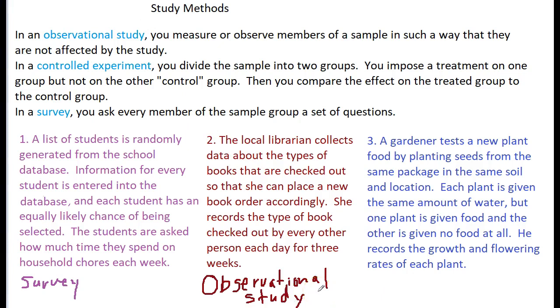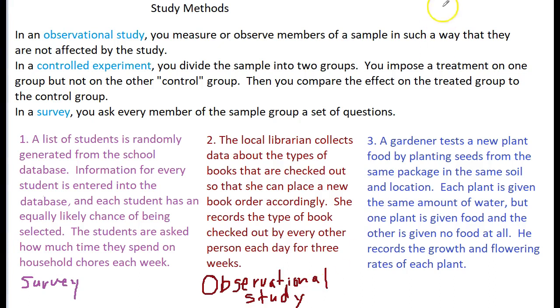Okay, observational study. Now, the statistics are somewhat unreliable in this study because not all library goers have an equally likely chance of being selected, and the data collected cannot be used to make a general conclusion, but it still may give the librarian some useful information about the decision that she has to make for new books.